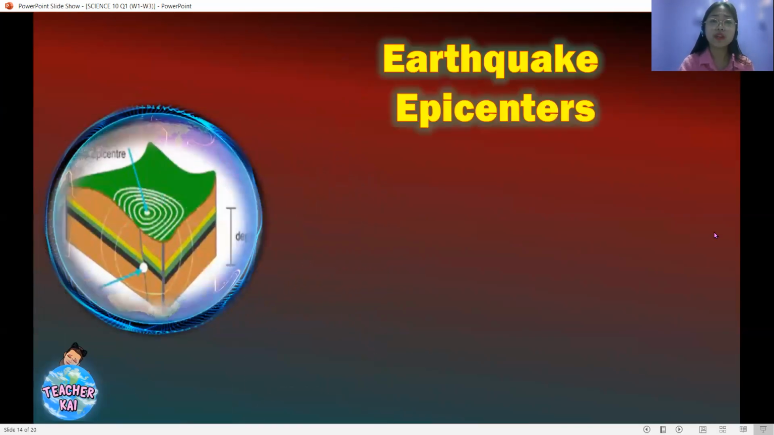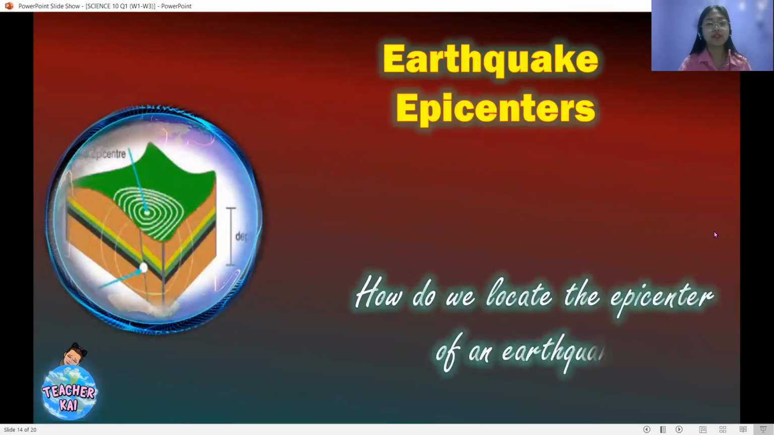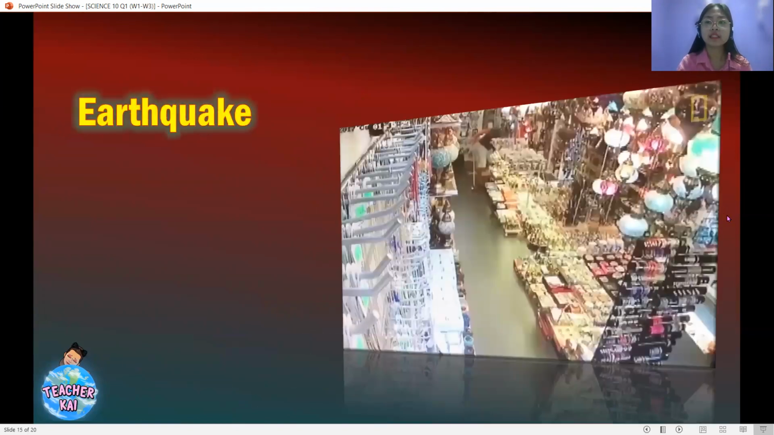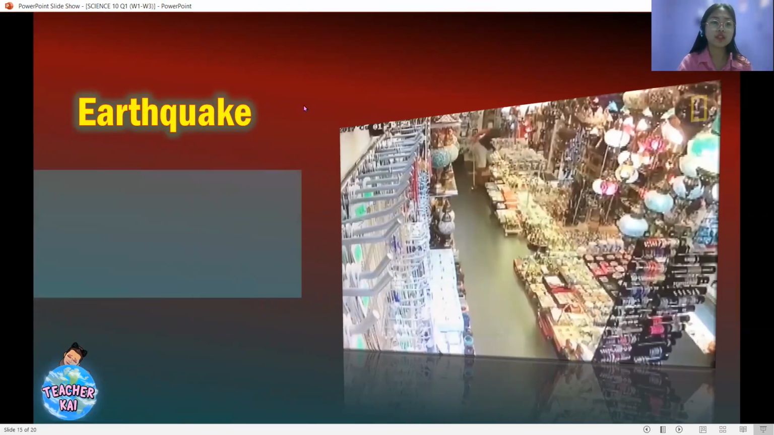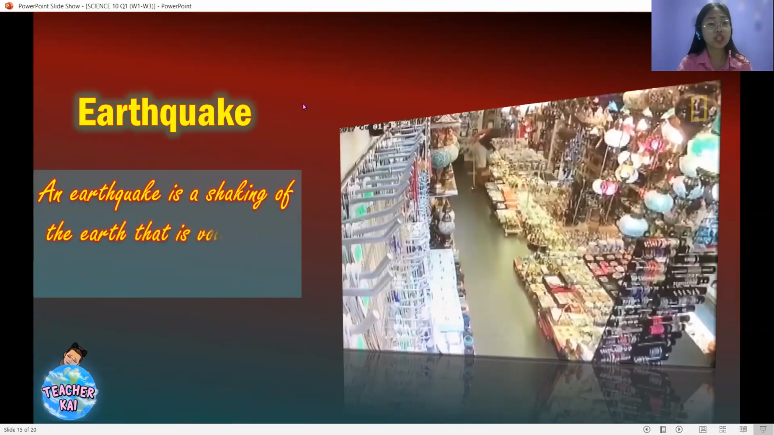So now let's go with earthquake epicenters. So how do we locate the epicenter of an earthquake? So paano natin malalaman saan ba yung epicenter or yung gitna ng earthquake? Okay? So now let us have a look of these terms. So first, we have an earthquake. So what is an earthquake? An earthquake is a shaking of the earth that is volcanic or tectonic in origin. So, meaning to say, ito yung paggalaw ng mundo.